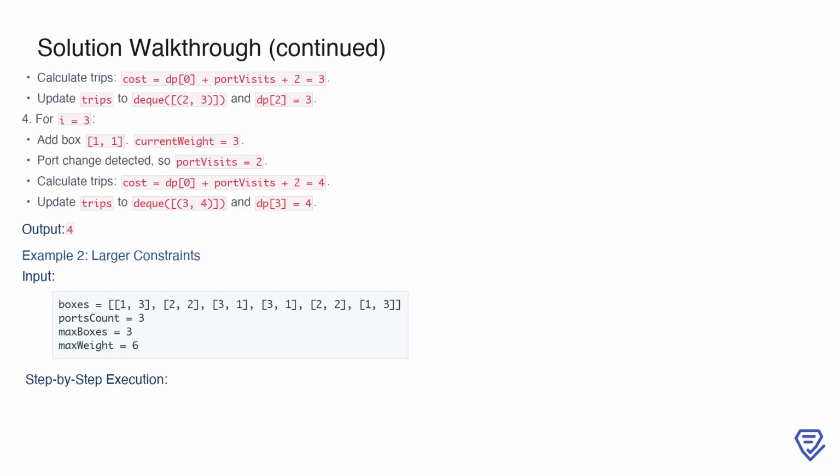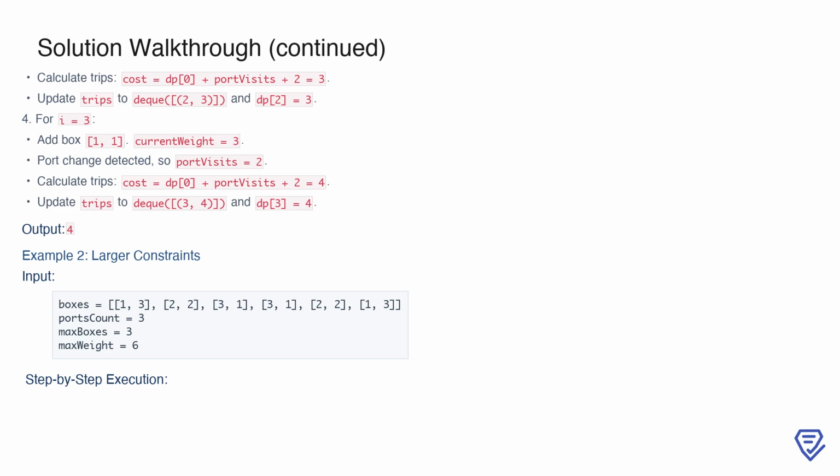Continuing with i equals 3, we add the third box, 1, 1, which brings the total weight to 3. Here, another port change is detected, so the port visits count increases to 2. Calculating the cost for this trip results in dp[0] plus port visits plus 2 equals 4. We update the deque to (3, 4), and set dp[3] equals 4.